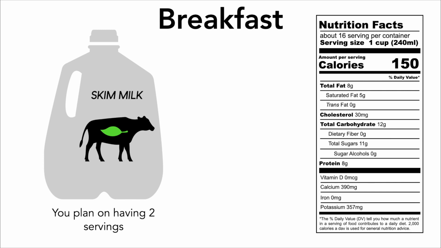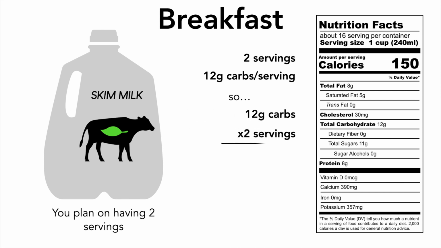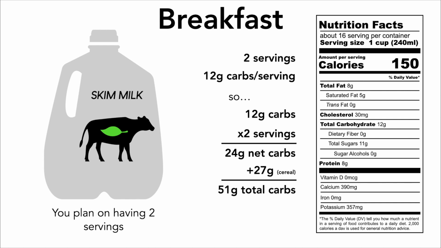Alright, remember that we are having 2 servings, and we see from the nutrition label that there are 12 grams of carbs per serving and no fiber or sugar alcohols. So, 12 grams of carbs multiplied by the 2 servings that we are having is 24 grams of net carbohydrates. But remember that we're also having the cereal for breakfast, so we can't forget to include that. Now, we add the 27 grams of net carbohydrates from the cereal, and we get 51 grams of total carbohydrates for the meal. Not too bad. That might be a little sugary for breakfast, but it'll do.